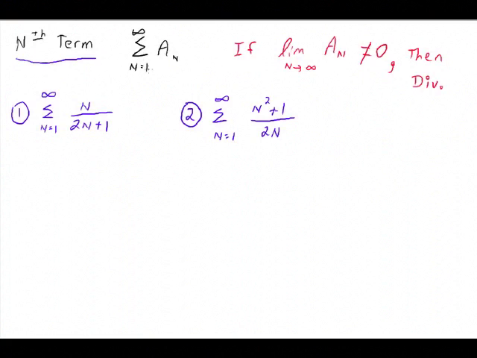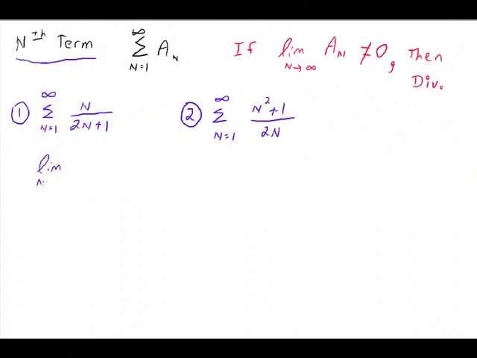Pretty much you have the summation of some function from 1 to infinity. If the limit as n approaches infinity of that function is not equal to 0, then the series will diverge. If it does equal 0, then you'd have to use another test, which we'll talk about later. Here's two examples.